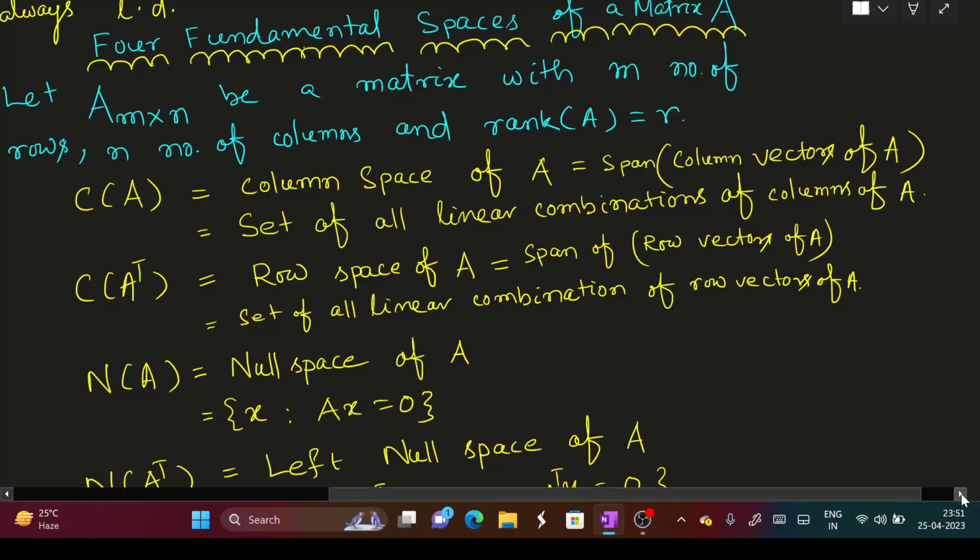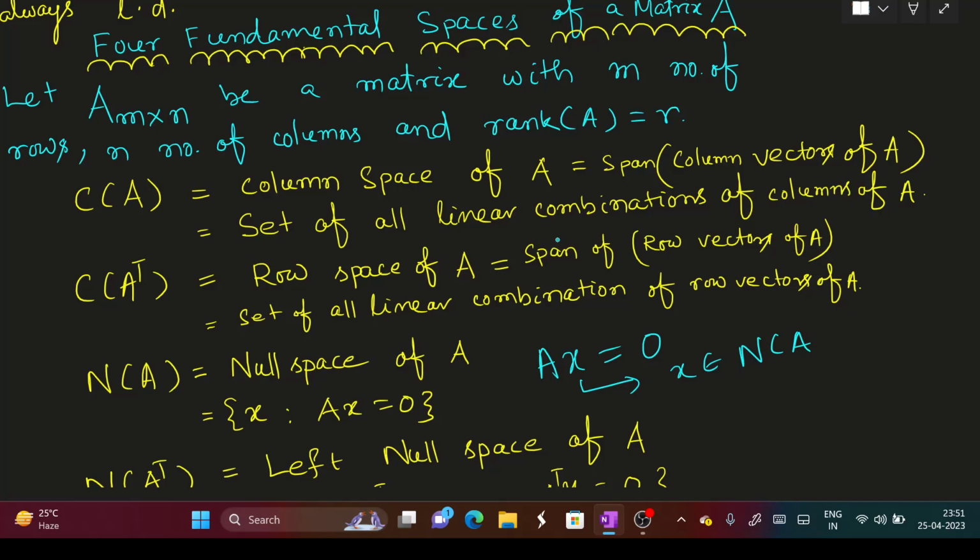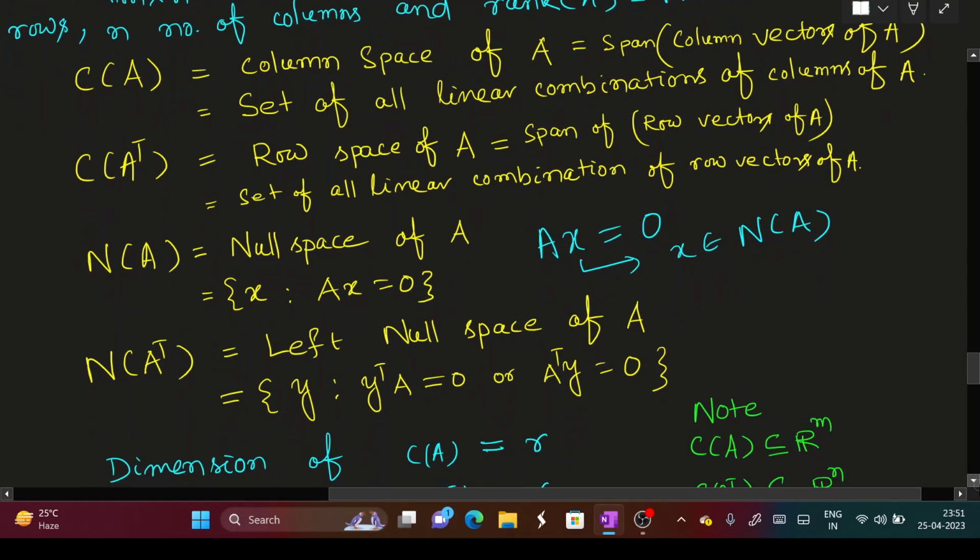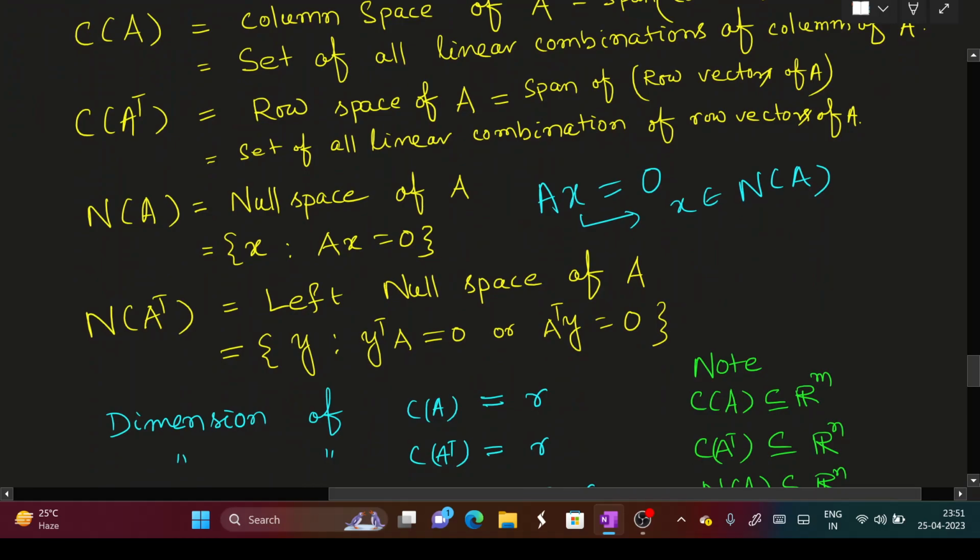Next is the null space of A. So what is the null space of A? It is the set of all vectors x which when multiplied with A give 0, that is Ax is equal to 0. If I have Ax equal to 0, then x is a null space vector. And what about the left null space? Instead of x, I multiply y from the left-hand side of the given matrix and get a zero vector, or A transpose of y is equal to 0. For all such y, we get the left null space of A.